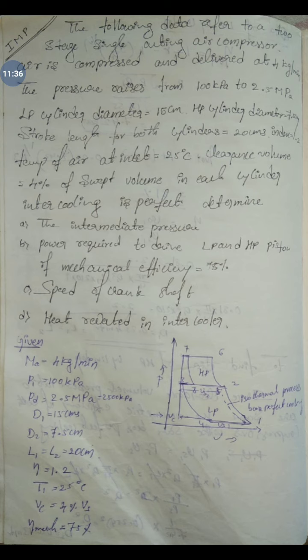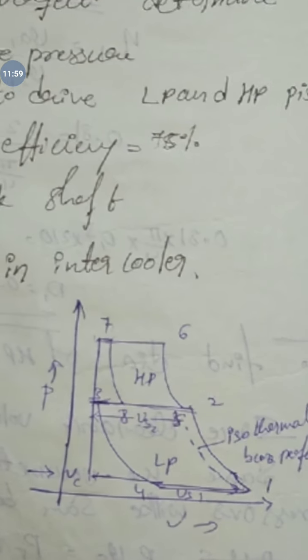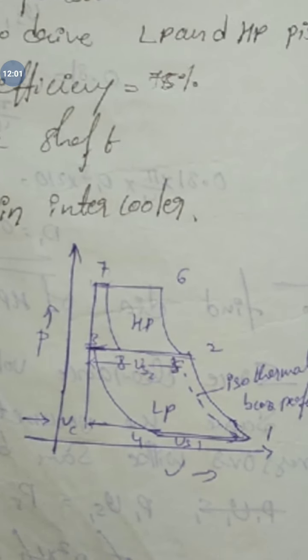So if you look into the diagram here, 1, 2, 3, 4, 1 is nothing but your LP cylinder, 5, 6, 7, 8, 5 is nothing but your HP cylinder. Since the clearance volume is same, 7 and 3 will fall in the same line. And since 2 to 5 cooling is taking place, the process 1 to 5 is called the isothermal process, whereas the process 1 to 2 is adiabatic compression.